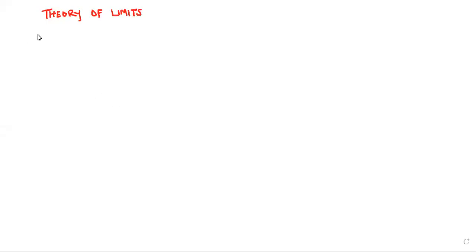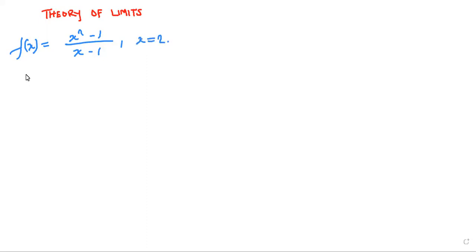All right, everyone. Welcome to the first part of our course on the theory of limits. To begin with, let's define our function f of x to be x squared minus 1 over x minus 1. And then let's find the value of this function when x goes to 2.